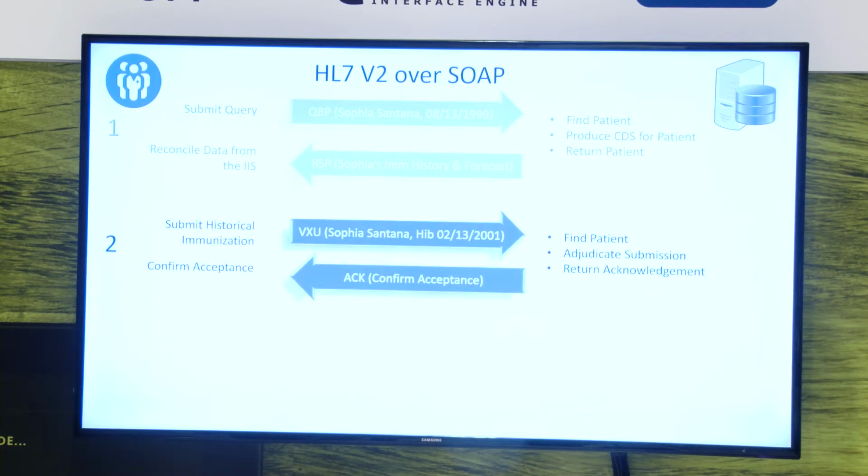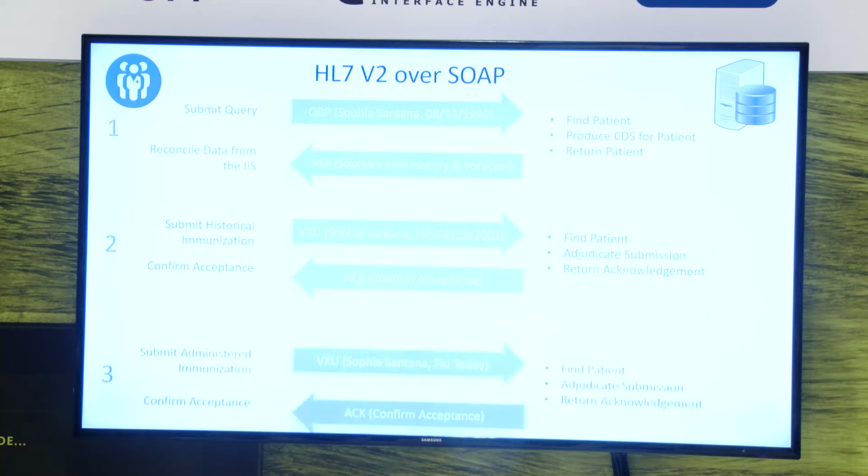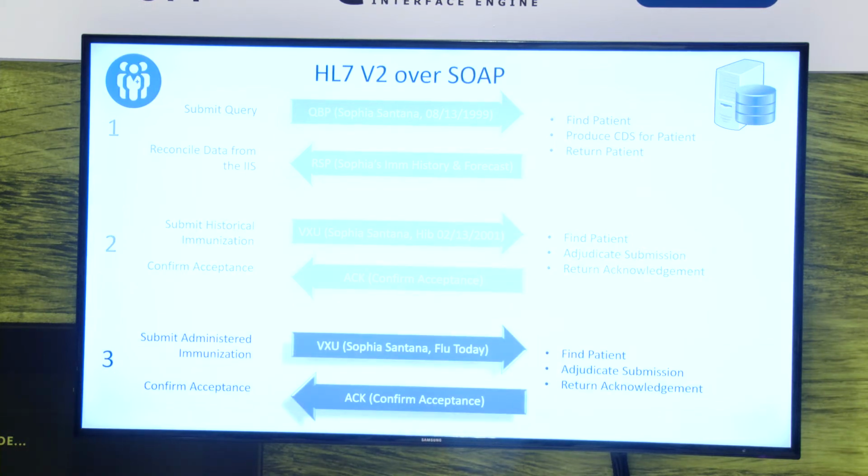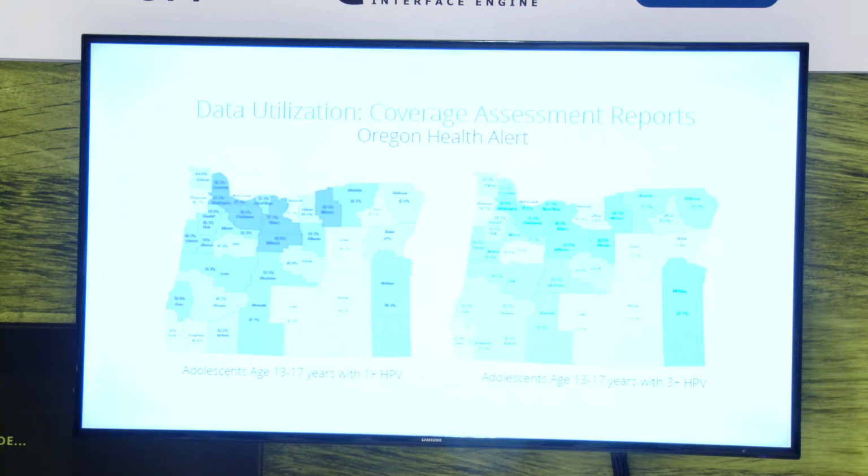Based off of those results, we did see from the EHR's perspective that there was a missing single Hib historical vaccine, which was sent over as a 25 VXU message. We responded in kind that we have added that to the patient's record. And finally, behind the scenes, we received an administered VXU message for the latest influenza, and again, we responded in kind.